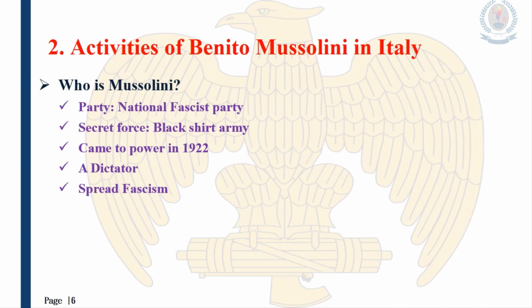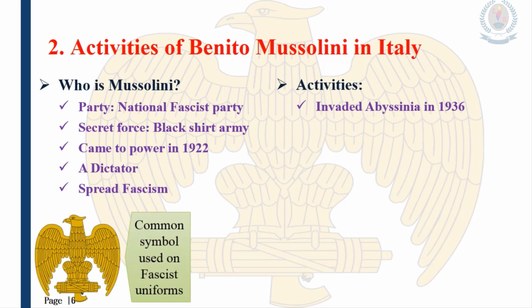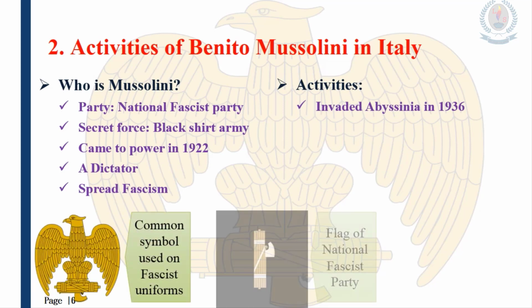Mussolini gathered all internal powers into his hand, and he spread fascism with the support of Hitler in Germany. In 1936, Mussolini invaded and captured Abyssinia of Africa, which is known as Ethiopia today, and he joined Hitler in the Second World War and improved fascist power. But at the end of the Second World War in 1945, he lost his life.